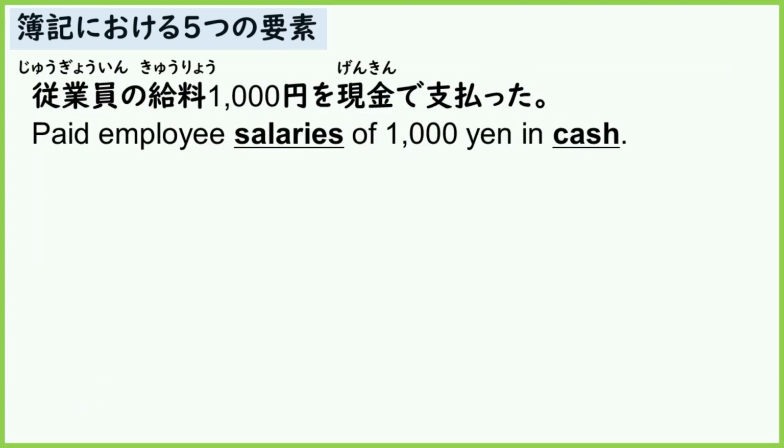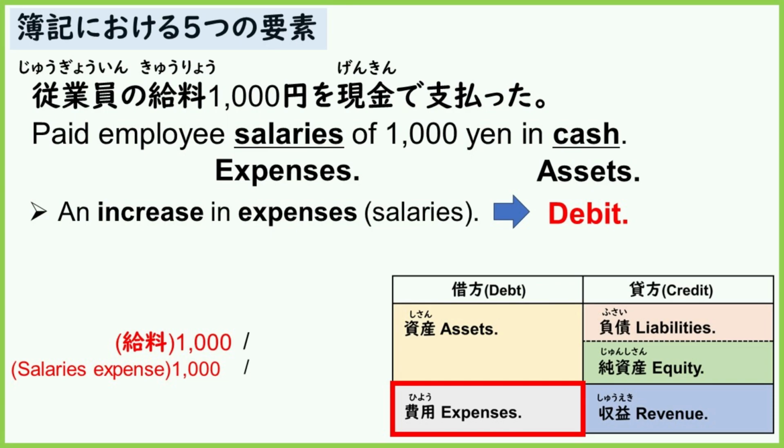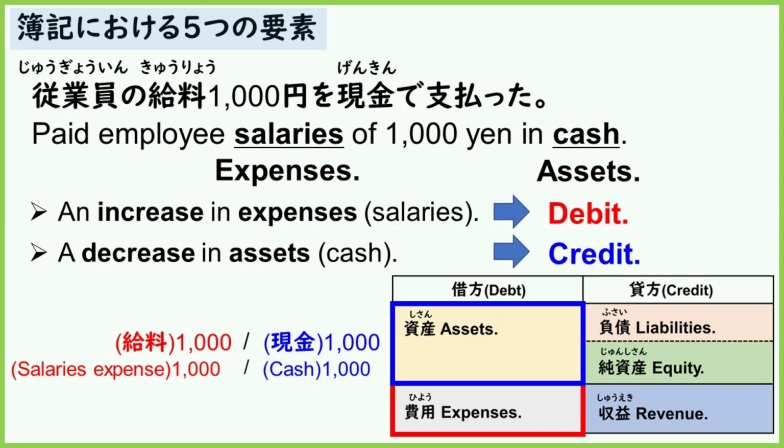Let's take another look at the previous journal entry. Paid employee salaries of 1,000 yen in cash. Salaries are classified as expenses, while cash is classified as an asset. Let's interpret this transaction using the 5 elements of bookkeeping. An increase in expenses. This position is debit. Therefore, we record salary expenses as a debit. A decrease in assets. This position is credit. Therefore, we record cash as a credit. We will make journal entries with this in mind.